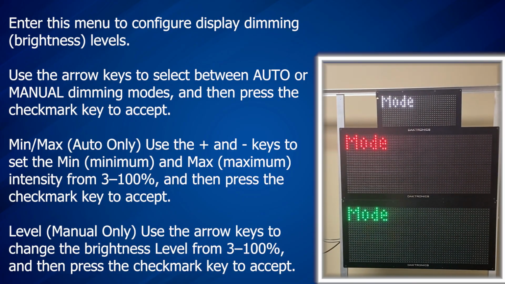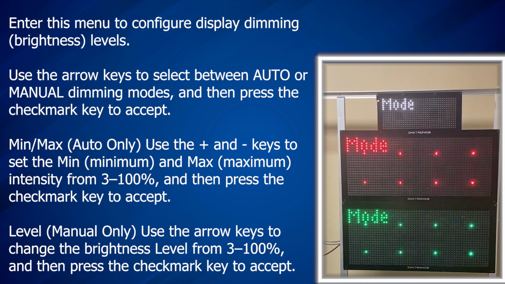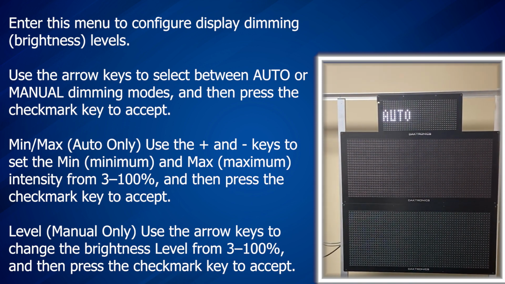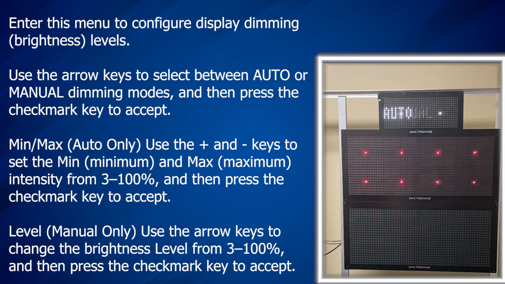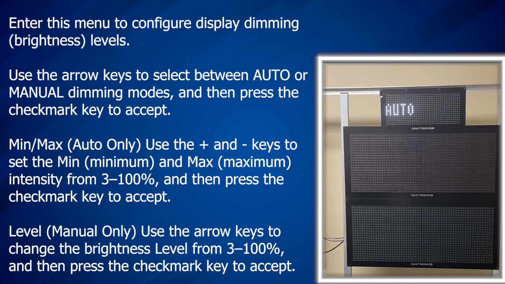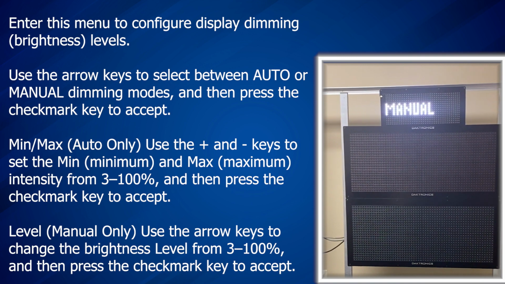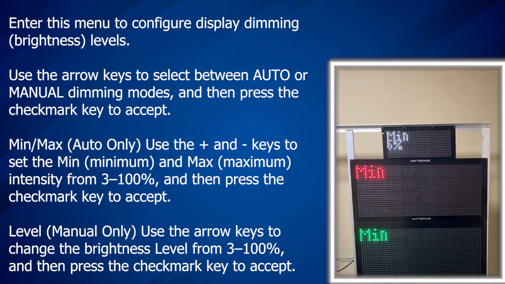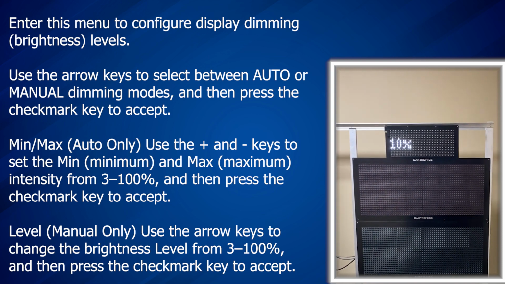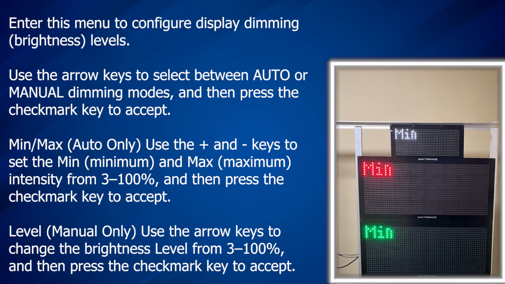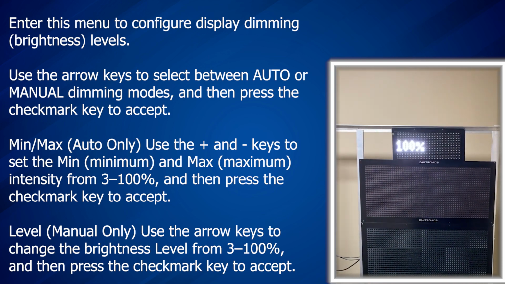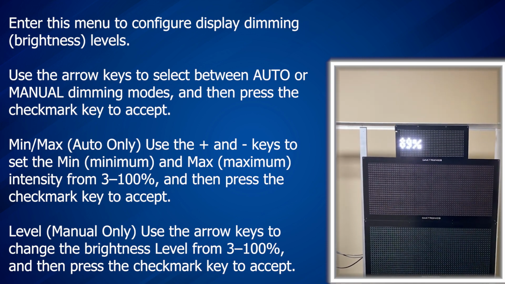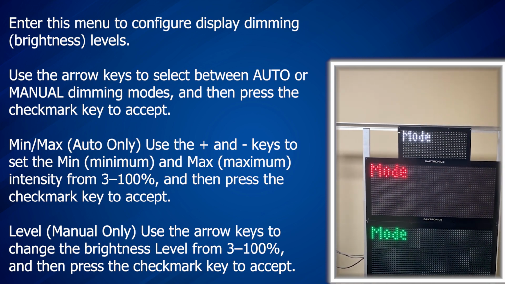Now moving on to the dimming menu. Use this to configure display dimming or brightness levels. You will use the arrow keys to select between auto and manual dimming modes, and then press the checkmark key to accept. For the auto only, you will see a min or a max value. Use the arrow keys to set the min and the max value intensity from 3 to 100%, and then press the checkmark key to accept.